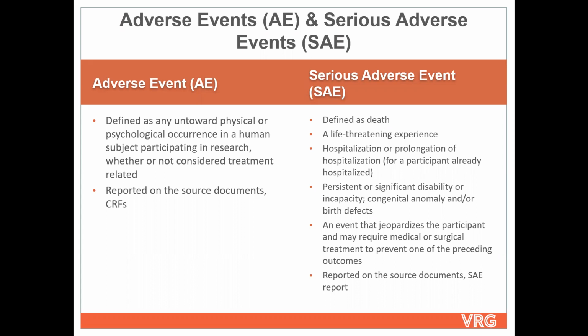If they have a significant disability or incapacity or birth defect, or any event that jeopardizes the participant and may require medical or surgical treatment to prevent a hospitalization or a death or some sort of life-threatening experience. All of these are reported usually on a progress note and then into an SAE report. And SAEs must be reported within 24 hours of the site learning of the serious adverse event to the sponsor.